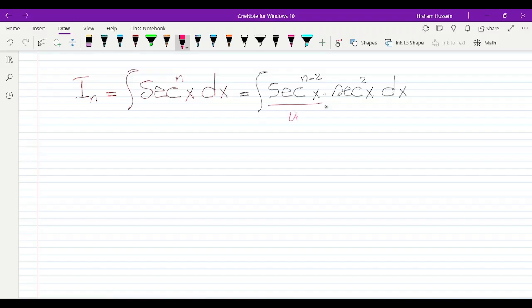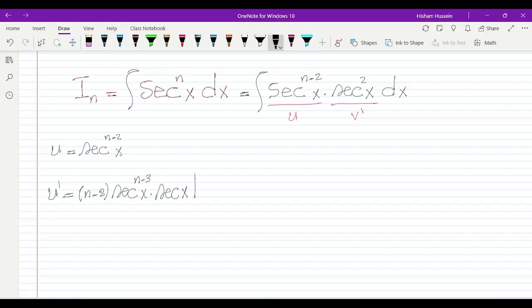This is u, and this is v'. So u, which is sec^(n-2) x, its derivative will be (n-2) times sec^(n-3) x times the derivative of sec itself, which is sec x tan x. What about v'? v' here is sec² x. So v in this case, the integral of sec² is simply tan x.